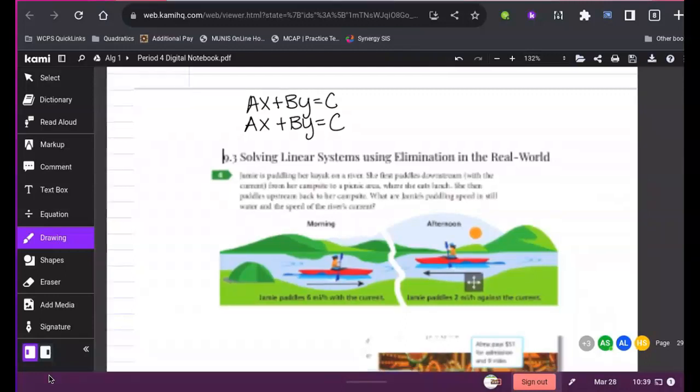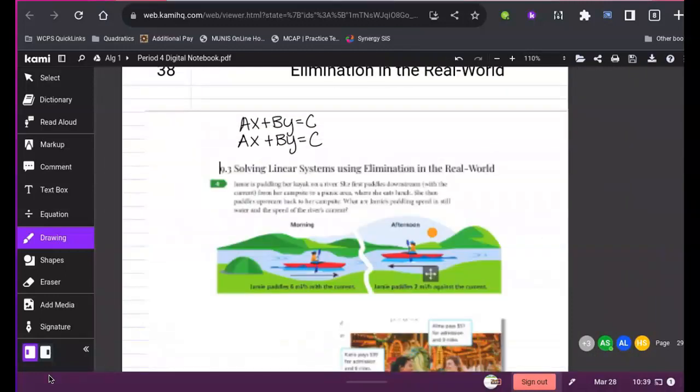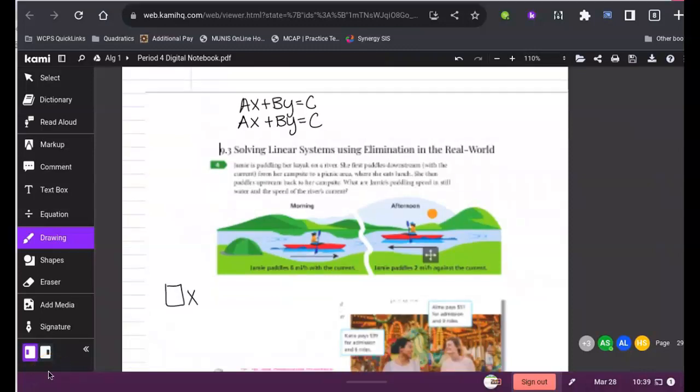So we're going to write an equation. It says Jamie paddles 6 miles per hour with the current and paddles 2 miles per hour against the current. So we're going to write two equations: blank x plus blank y is equal to a total amount of blank. First we'll talk about paddling with the current. So her speed that she's paddling, x, plus her speed of the current, y, is equal to 6 miles per hour with the current.